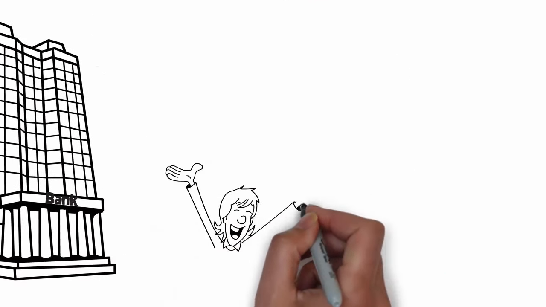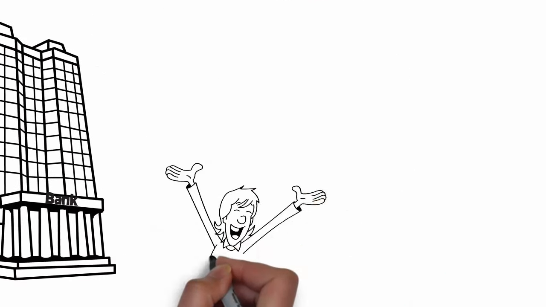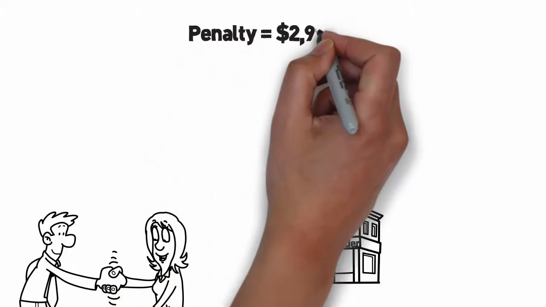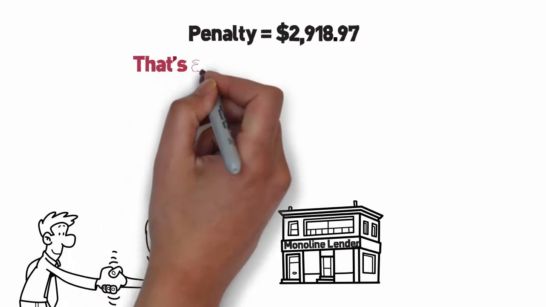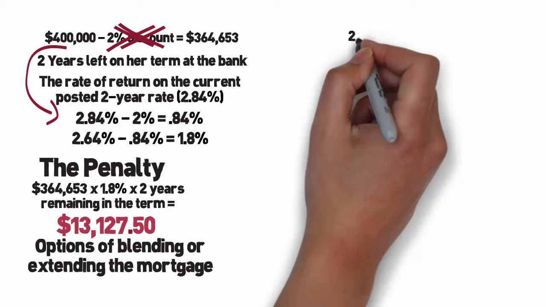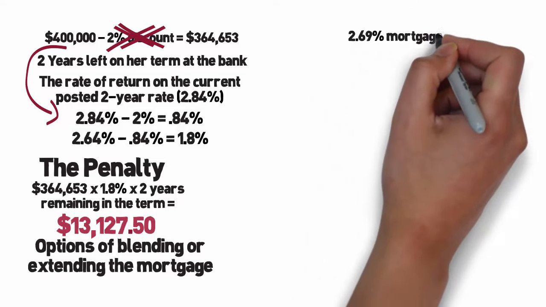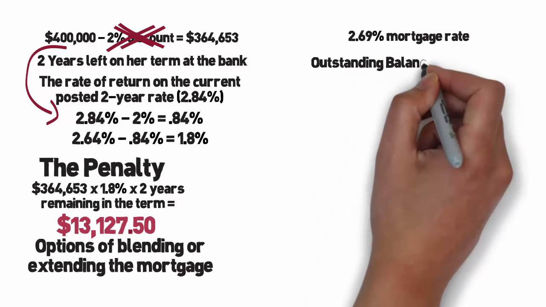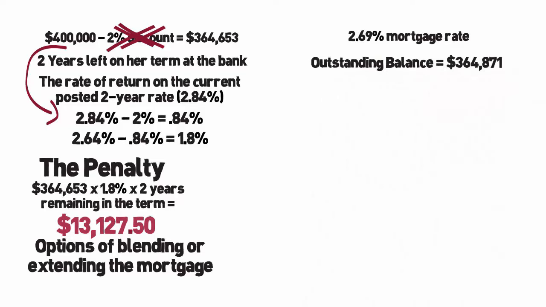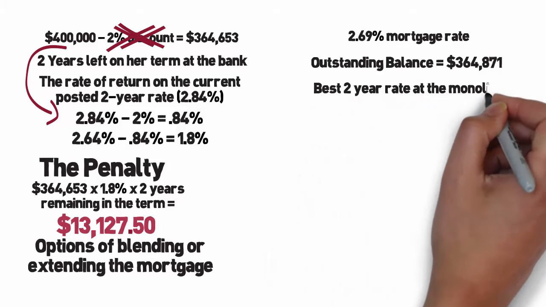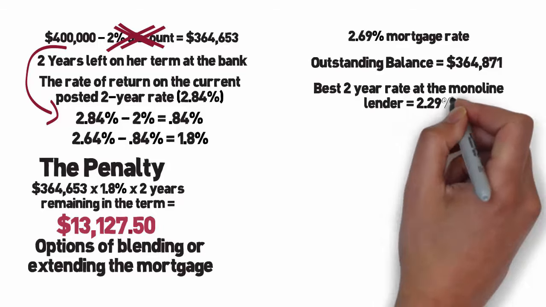Now, let's turn the story into a happy ending. If Jessie spoke with a mortgage broker and used a monoline lender, her penalty would have been only $2,918.97. That's a savings of over $10,000. Jessie would have originally received a 2.69% mortgage rate. Her outstanding balance after 3 years would be slightly higher at $364,871. The best 2-year rate at the monoline lender would be 2.29%.